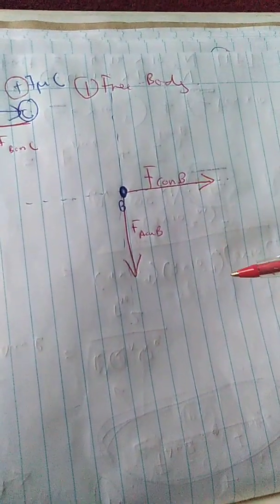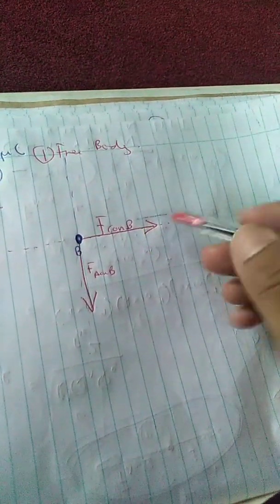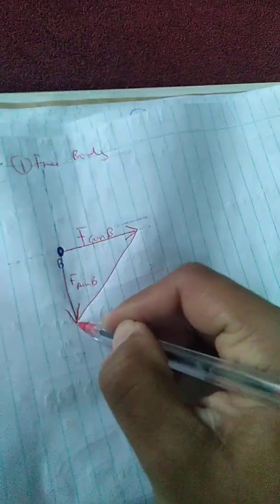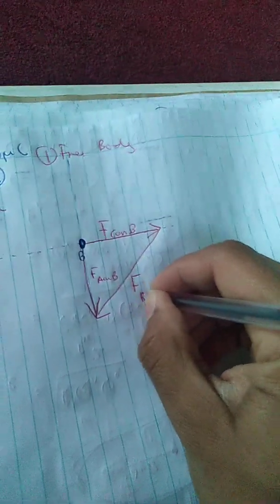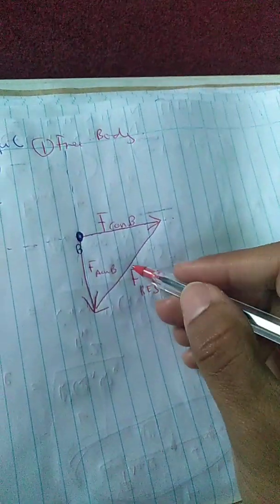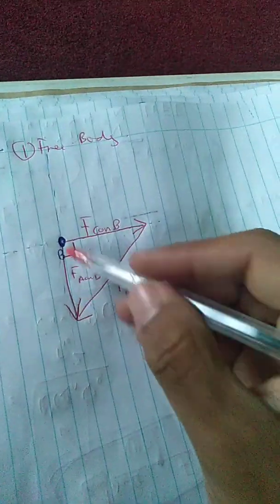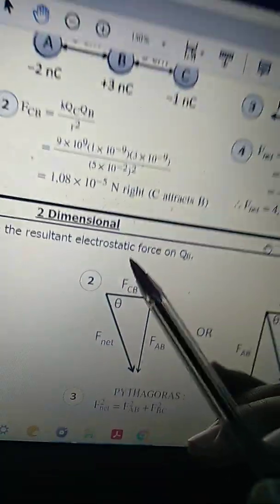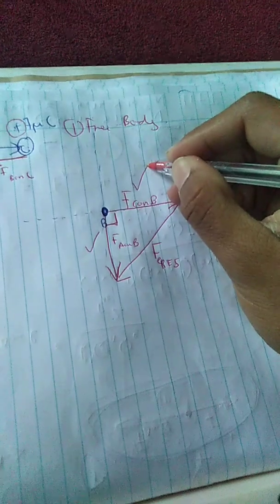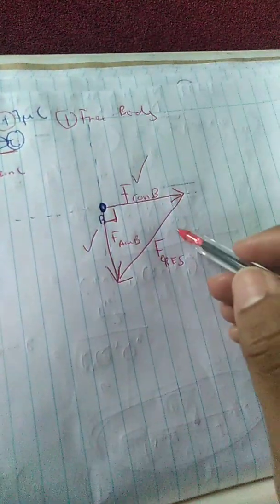And do you see how the resultant force looks? If you go like this, that is F resultant. That's your resultant force, and the resultant force is the hypotenuse of this triangle. They ask us to determine the resultant electrostatic force, Fe resultant. So if we can get this force and that force, we can use Pythagoras theorem to calculate the resultant. So that's very important to understand.